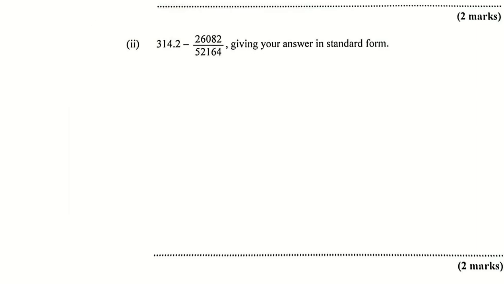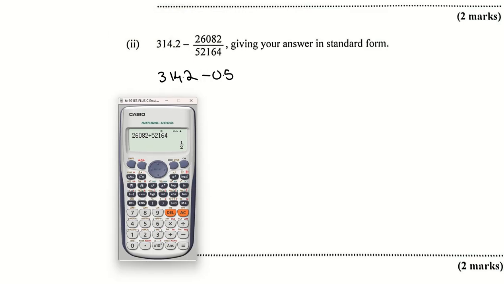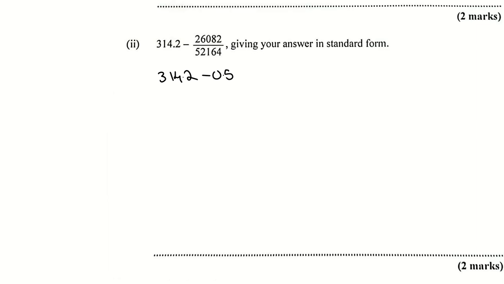So there's going to be 314.2 subtract 0.5, right? You can do it manually or you can use a calculator, up to you. So 314.2 subtract your answer is 0.5, your previous answer, which is this. So 313.7.